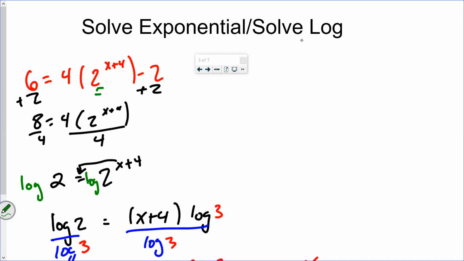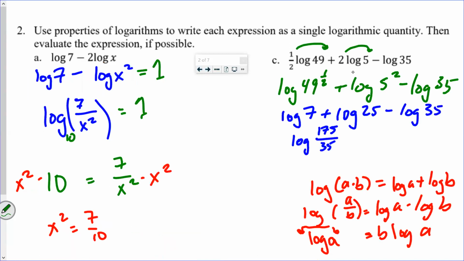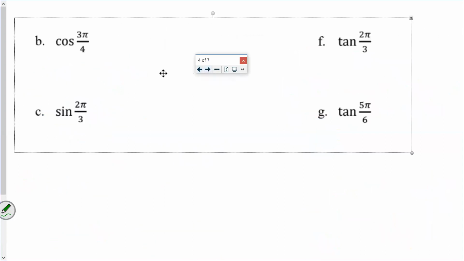What I have for solving a log is this problem here. If it's in log form and I have an x involved, I might change it so it's one logarithm, but then change to base 10, or change to whatever base is given in your logarithm, and change from log form to exponential form. Okay, so that's our logarithm stuff.